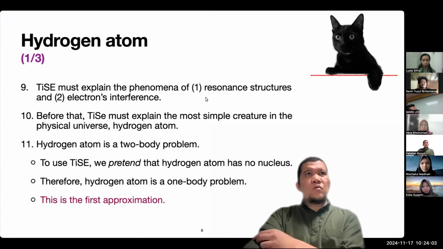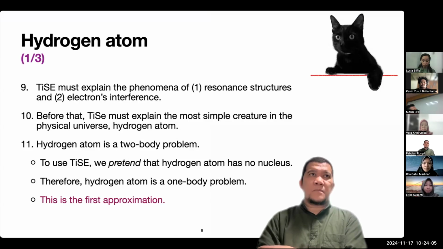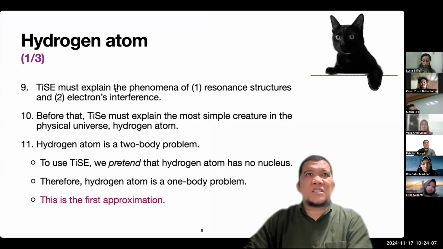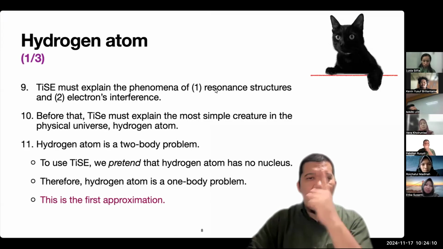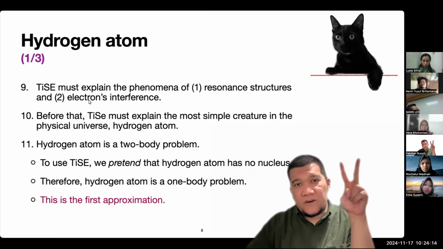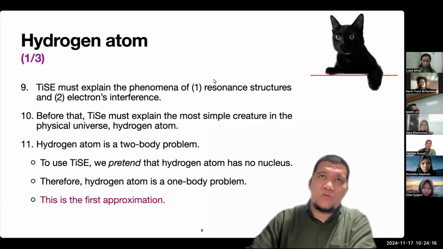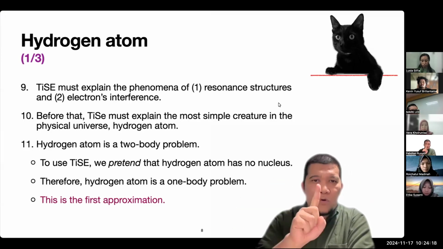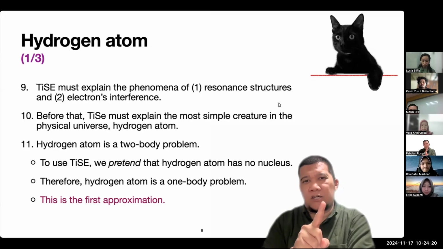All right, now we go to the hydrogen atom. This must explain the phenomena of one, resonance structure, and second, electron interference. Of course, in this class, we only answer number one, resonance structure.